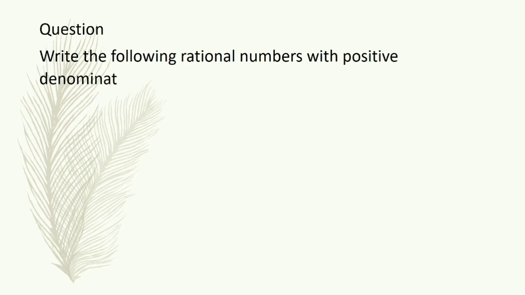Another question, write the following rational numbers with positive denominator. First one, 4 by minus 9, and second one, minus 18 by minus 38. Here we have denominators as minus 9 and minus 38. We know that if we multiply a negative number by minus 1, we can get its corresponding positive value. Now, when you multiply the denominator by minus 1, we have to also multiply the numerator by minus 1 to maintain the value of the given rational number.